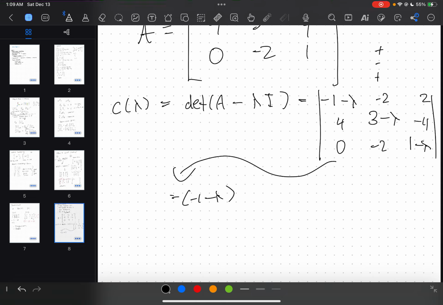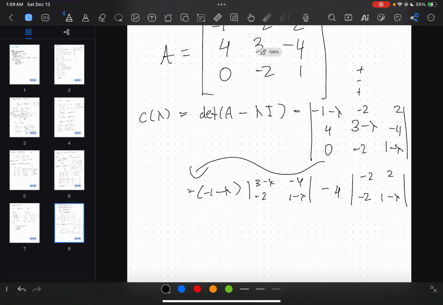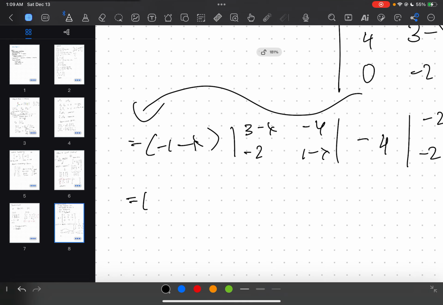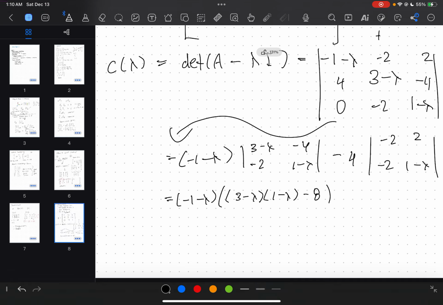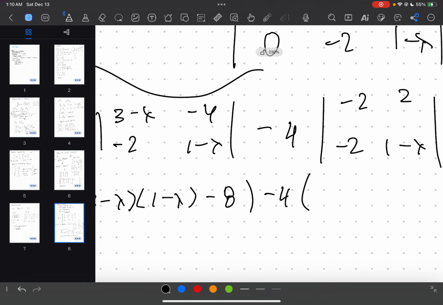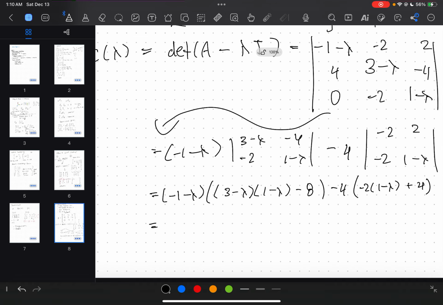Minus 1 minus lambda times the determinant of 3 minus lambda, minus 4, minus 2, 1 minus lambda, minus 4 times minus 2, 2 minus 2, 1 minus lambda, equals, and this is a 2 by 2 determinant, and this is 8 minus 8, minus 4, minus 2, 1 minus lambda, minus 4 plus 4. And you compute all this.